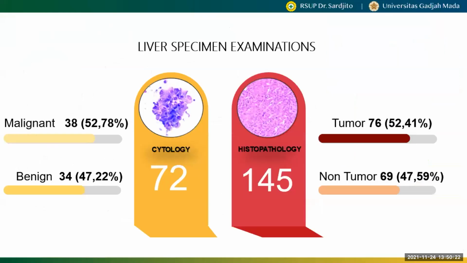This is our liver specimen examination, especially because this talk is about the liver. I would like to explain how many specimens we examine annually. Usually it is around 145 this year, and 52% are tumor and the rest non-tumor. For cytology, the malignant and benign cases are also not quite different in incidence.